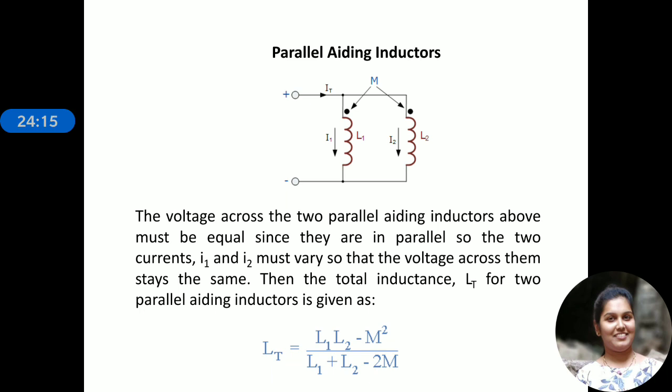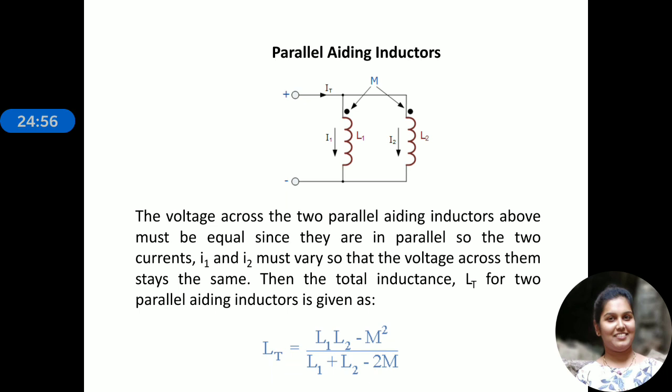Okay, so the total inductance LT for two parallel aiding inductors can be given as LT equals (L1 times L2 minus M squared) divided by (L1 plus L2 minus 2M). I repeat, LT equals (L1 L2 minus M squared) over (L1 plus L2 minus 2M), where we know that M represents the mutual inductance, L1 indicates the self inductance of inductor L1, and L2 indicates the self inductance of inductor L2.